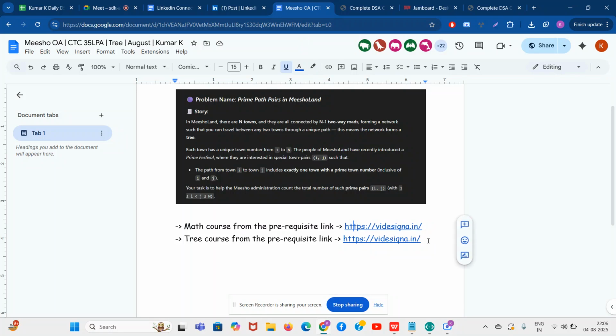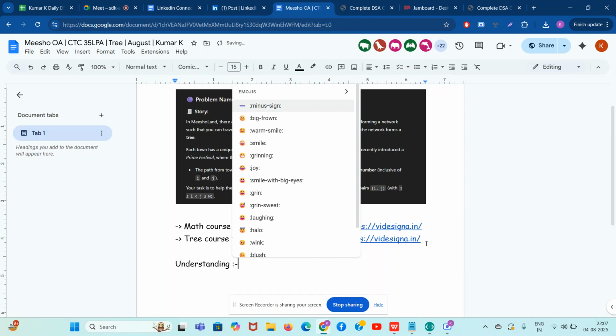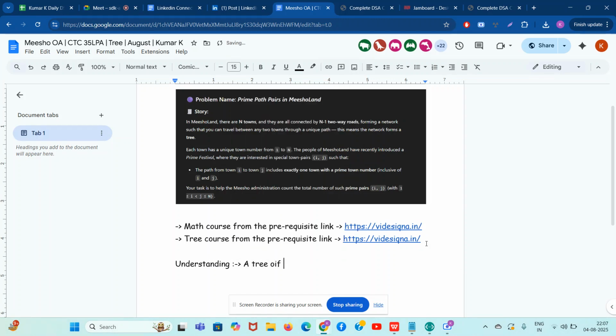Now, what is the understanding of the problem? The most important understanding regarding the problem is that a tree is given to you. So let me write here about the understanding. A tree of n nodes is given to you.